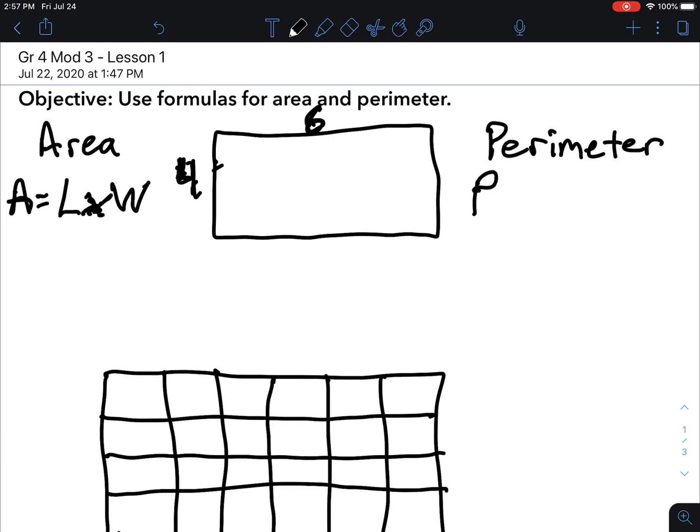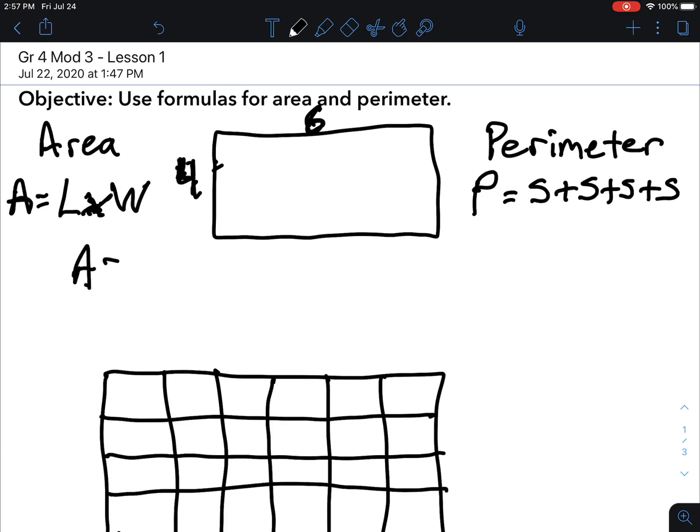And then perimeter, the formula is, in this case, a four-sided figure. It's side plus side plus side plus side. So you're just adding up all four sides.